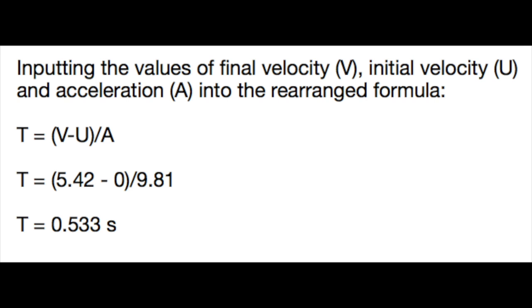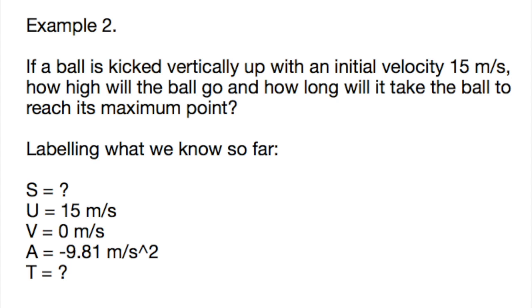Inputting the values of final velocity, initial velocity, and acceleration into the rearranged formula, t is equal to v minus u divided by a. This gives t equal to 5.42 minus 0 divided by 9.81. Calculating this gives t equal to 0.533 seconds.